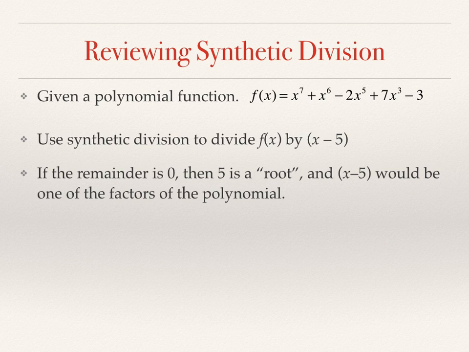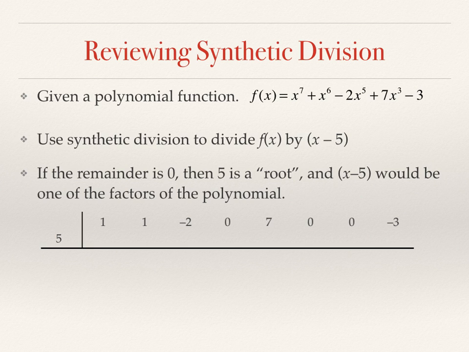How we use synthetic division is we consider the given function in standard form, and we list each of the coefficients of the terms, and we include 0 placeholders. So the synthetic division starts like this: 1 for x to the 7th, plus 1 for x to the 6th, and then minus 2 goes with x to the 5th. 0 would be the coefficient of x to the 4th. 7, x cubed. 0 is the coefficient of x squared. 0 is the coefficient of x, and minus 3 is the constant term. We're dividing by 5.